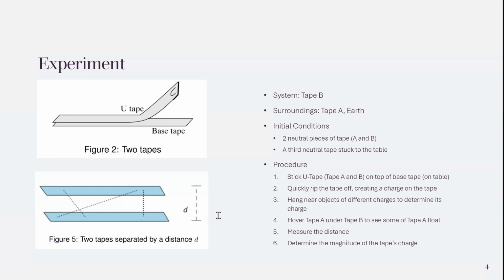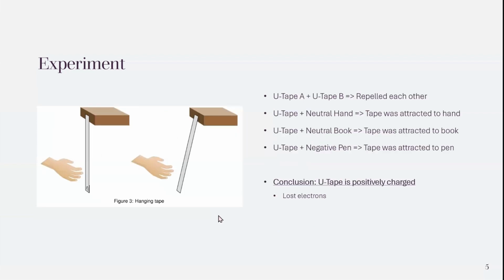And we hung each of these U tapes near objects of different charges to determine its charge, and we even hovered the U tapes over each other to see tape A float on top of tape B. And we measured the distance between tape A and tape B when it was floating in the air, and we were able to determine the magnitude of tape A's charge. Okay, so some of the results of this physical experiment were that tape A and tape B repelled each other, and that each U-tape, when brought to neutral objects like a hand or a book, was attracted to the hand and the book. Also, the U-tape was attracted to the negatively charged pen. And so we were able to conclude that the U-tape was positively charged and therefore that the U-tape lost electrons.